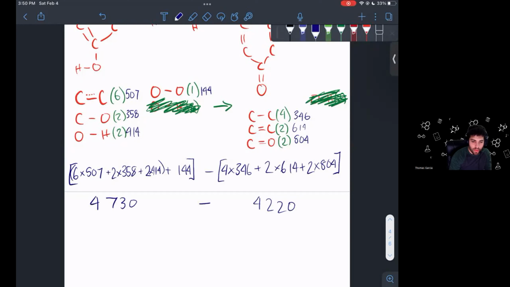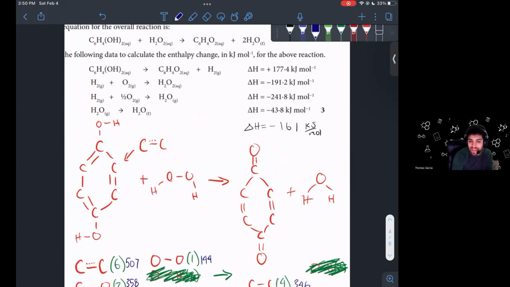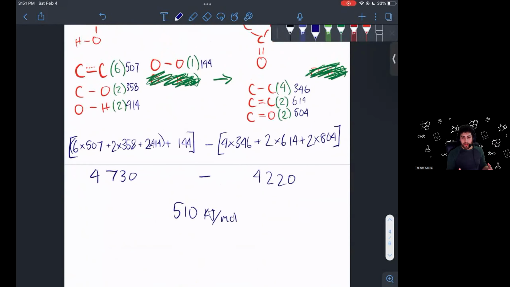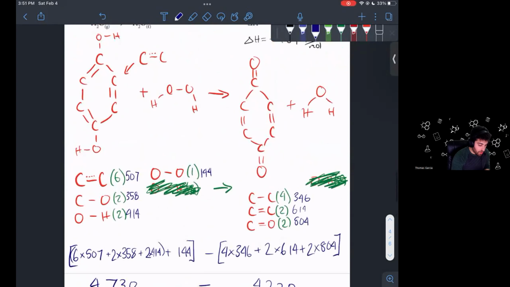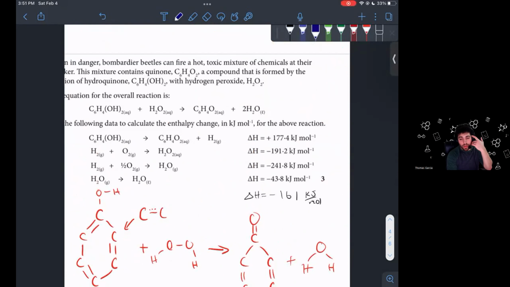After doing the math, I get 4,730 minus 4,220, which in total gives me an answer of 510 kilojoules per mole. Now, unfortunately, that is not even close. So, honestly, I probably did something wrong. Or this method just doesn't always work properly. Sometimes we have to use this method, sometimes we have to use Hess's law. I'd say overall go with what they show you.